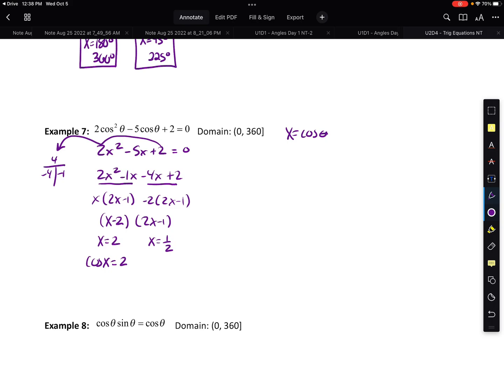cos x equals 2, based off our unit circle, based off just a general cos graph, cos goes between negative 1 and 1. So this doesn't actually give us an answer. We got nothing that's going to give us a cos value of 2. But, on the other hand, cos x equals a half, this we could do. So where is the x value at half? We're talking about 60 degrees, and it's for cos. We're in the 4th quadrant.